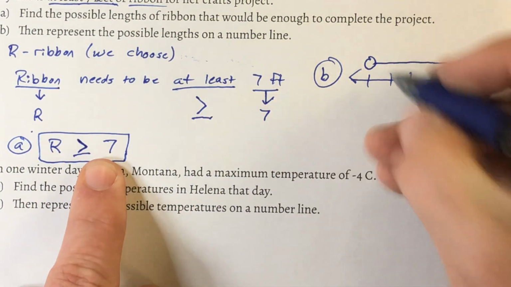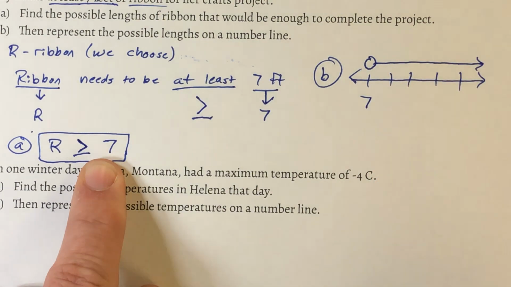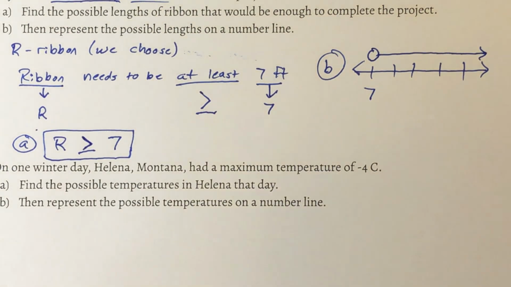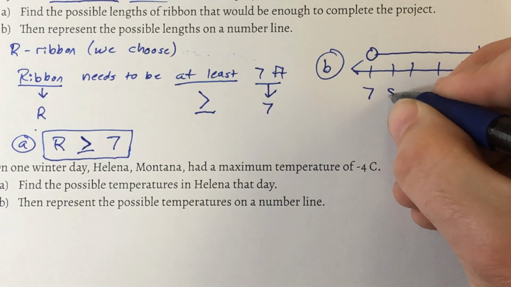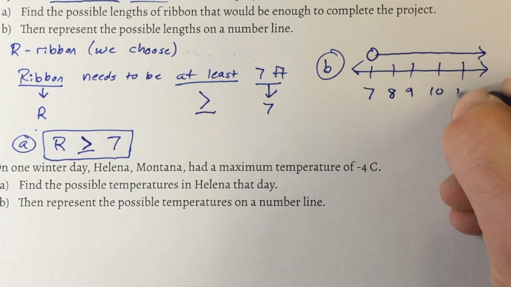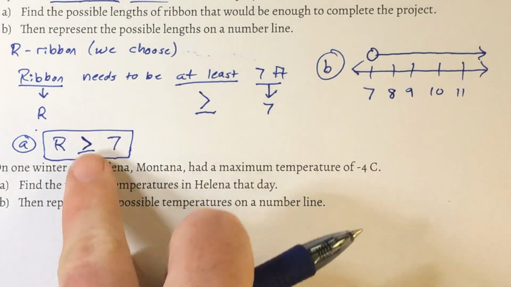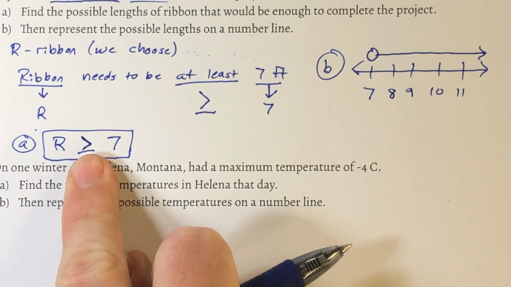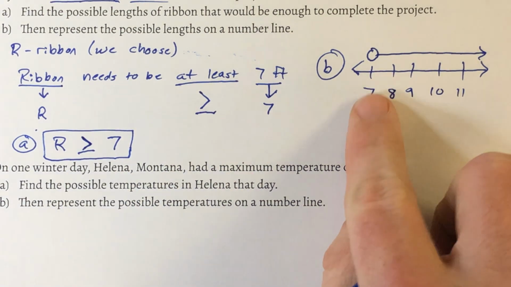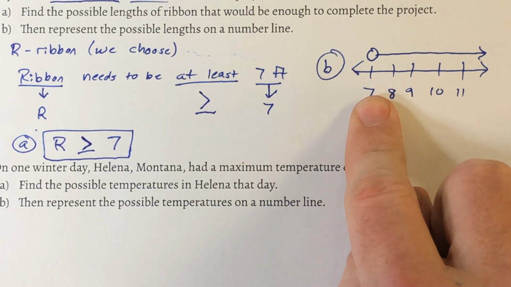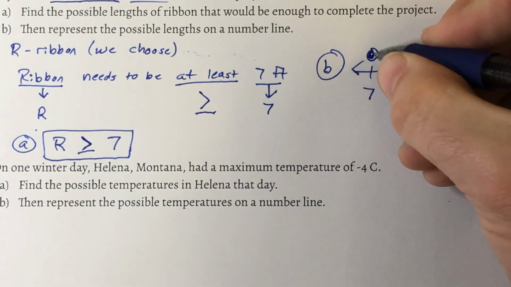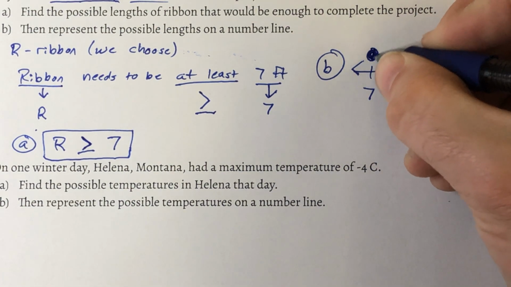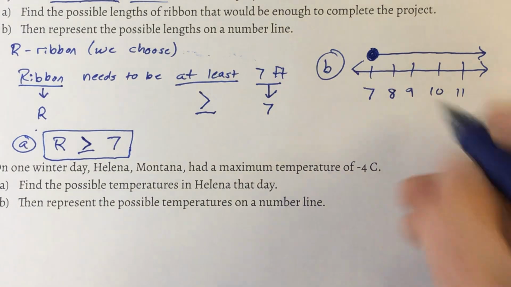All right, our number 7 is going to go under the circle. And again, I'm just going to pick something to count by, ones. So 7, 8, 9, 10, 11. Last step. It could be equal to 7, right? So in other words, I don't want to leave out 7. It could be equal to 7. So we're going to shade in our circle to include it in our answer.